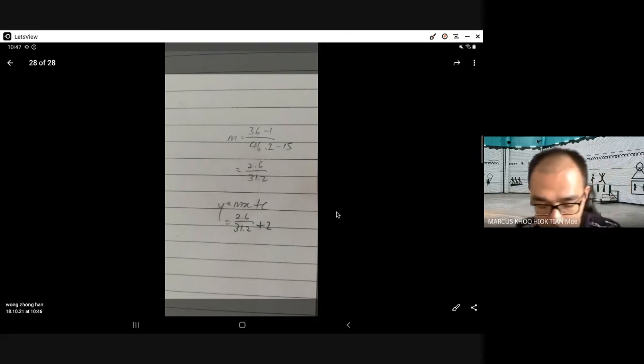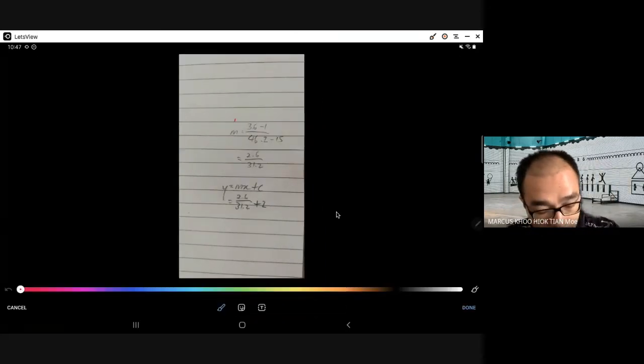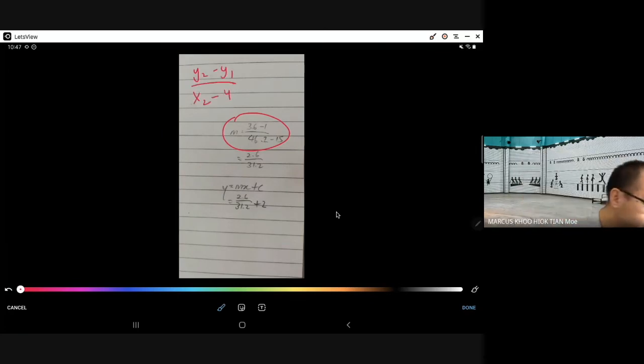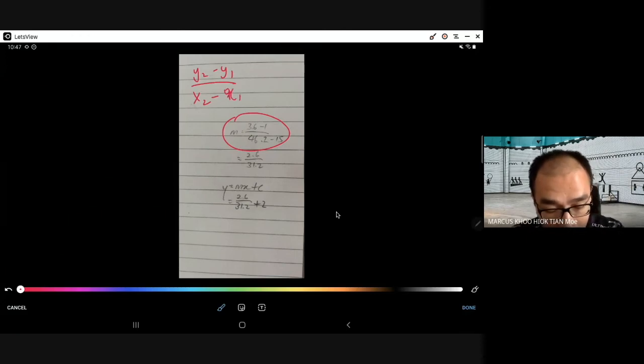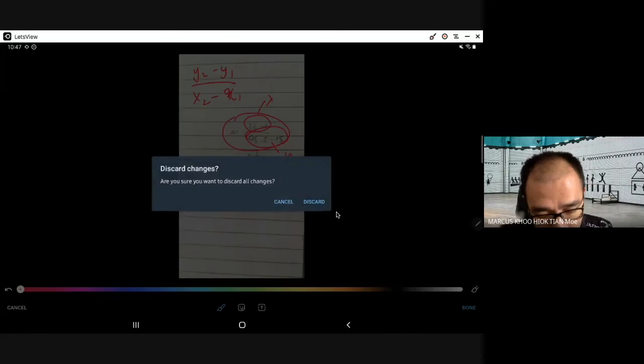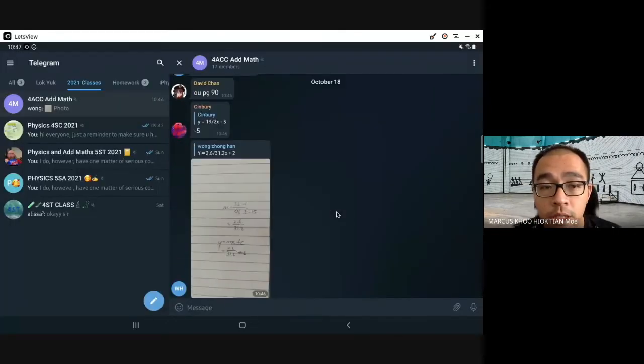Okay. Zhong Han, I know what the problem is already. The gradient is y2 minus y1 over x2 minus x1. These are the values of x. These are the values of y. Okay, do you see where the mistake is? Can you try again, Zhong Han? Okay, question number 3, I think we got it already.